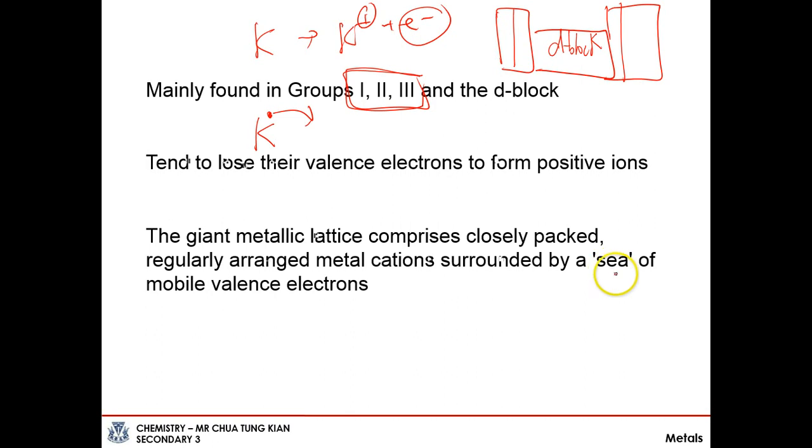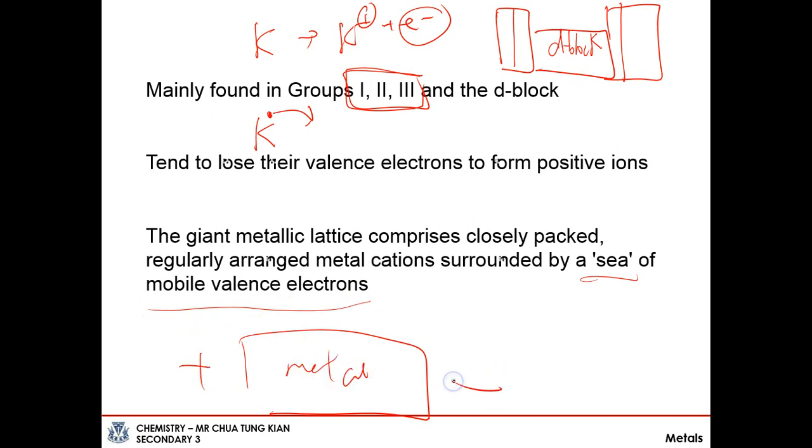One more thing about the valence electrons: because of this sea of mobile valence electrons, when you apply a charge across a metal block, say we have positive and negative charge here, a potential difference, the electrons can migrate across the metal block. This allows the metal block to conduct electricity. So we say metals can conduct electricity.